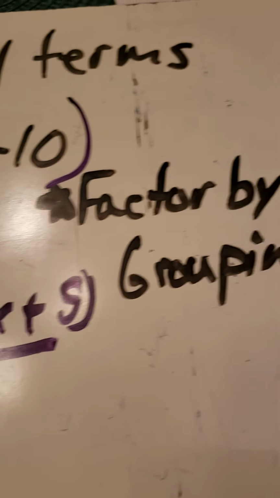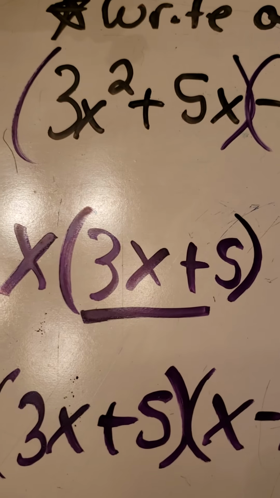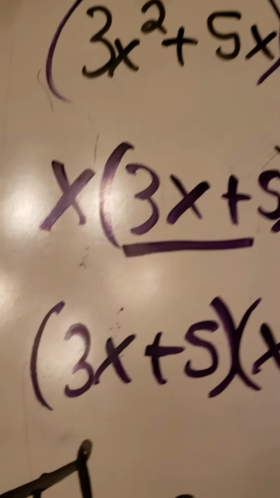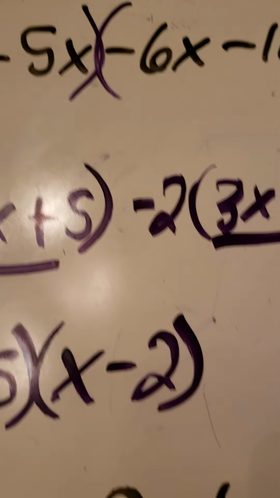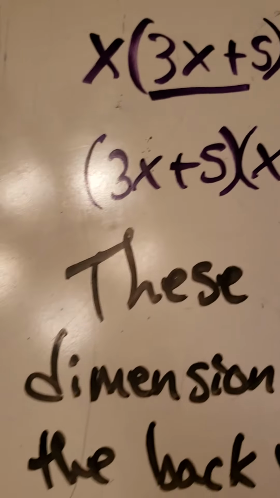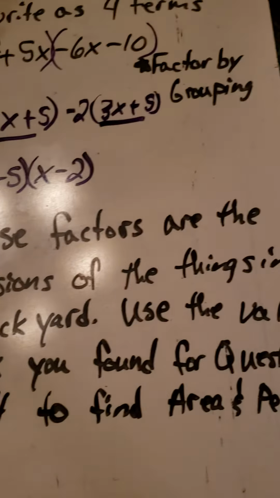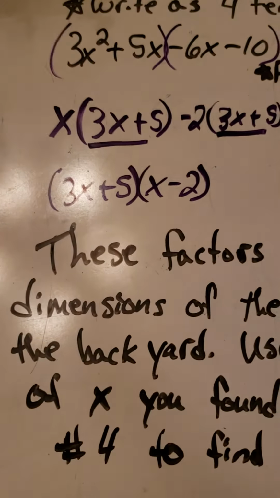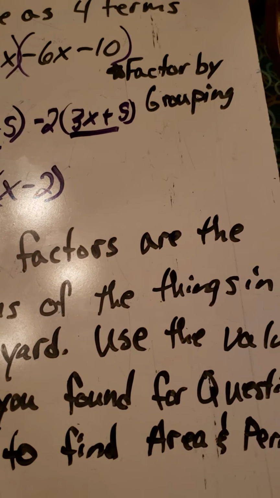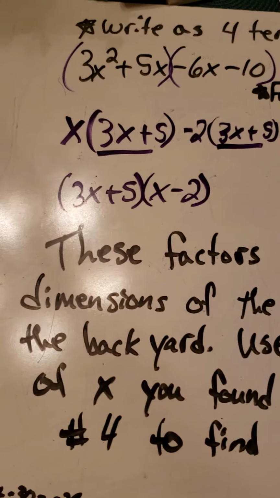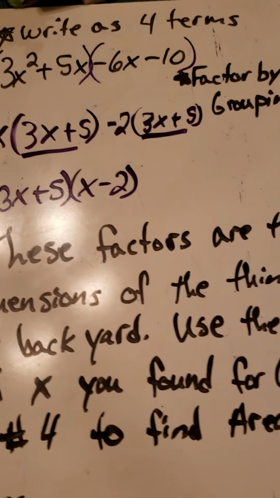The whole point of factoring by grouping is that I get this 3x plus 5 to be the same in both parentheses. So now that I have that, I can take that 3x plus 5 out, and I'm left with x minus 2. So that becomes my second dimension. And again, these factors are the dimensions of the things in the backyard. So you can choose which one is width, which one is length. It doesn't matter. Based on the pictures, you should probably be able to determine which one is the bigger one.